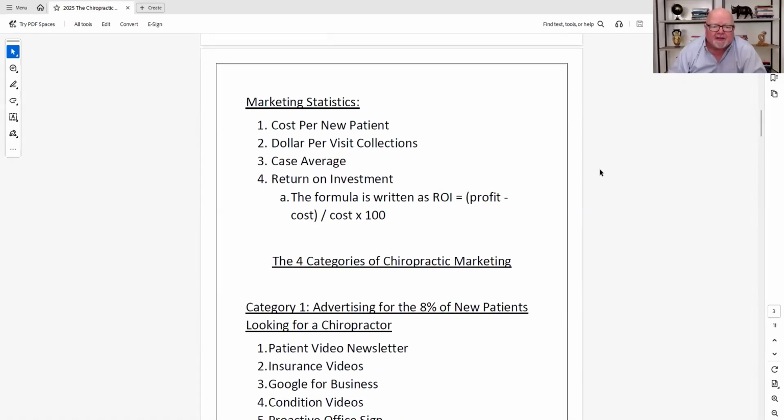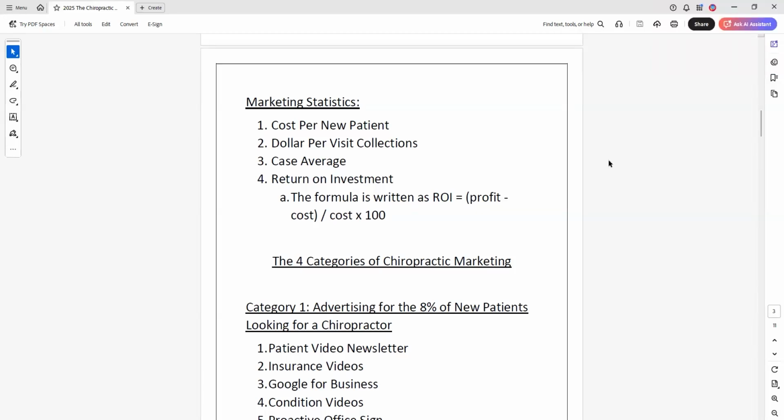Okay, so marketing statistics. You need to know the cost per new patient, the dollar per visit collection, your case average, return on investment. So the formula for return on investment is you take your profit minus the cost. Like the example that I just shared with you, if I spent, let's say, $4,000, the profit wasn't 4,000. So it was 3,400 minus the cost, minus 600. Okay, so that was 2,800, divided by cost, times 100. So that was 28. I'm not doing it on the screen.